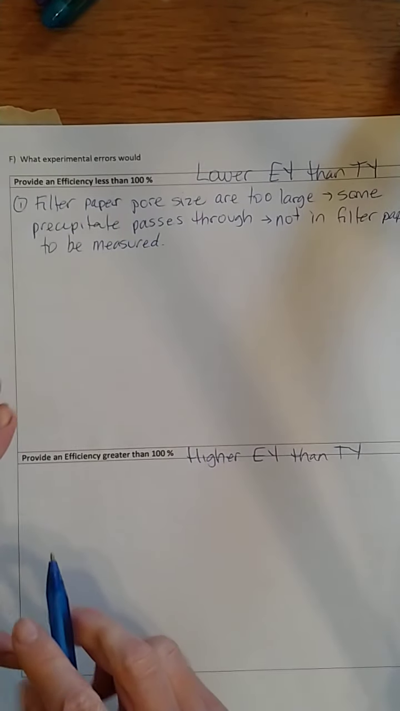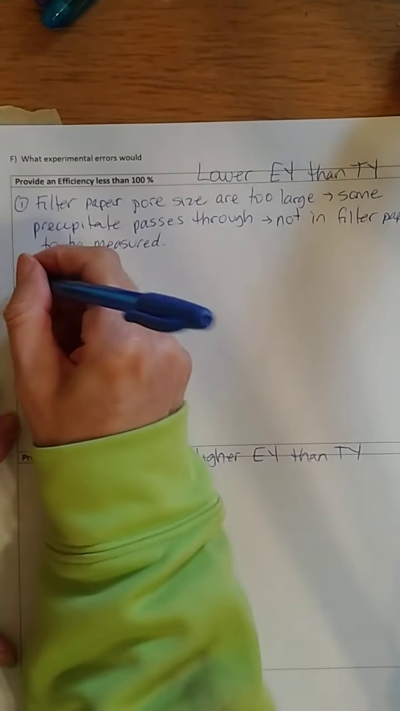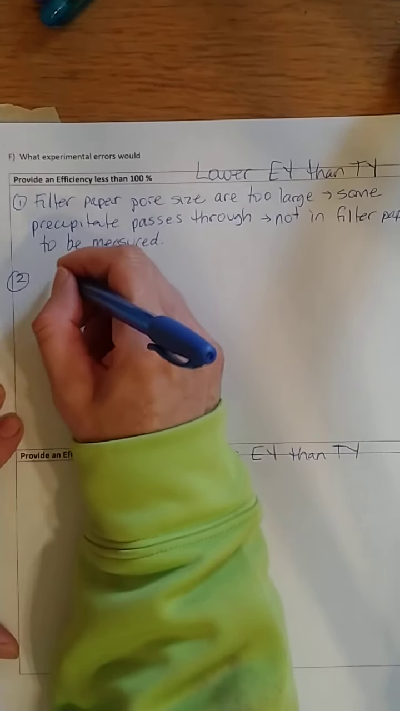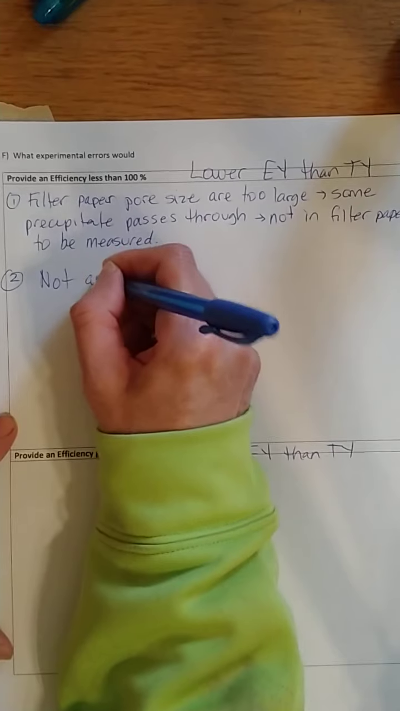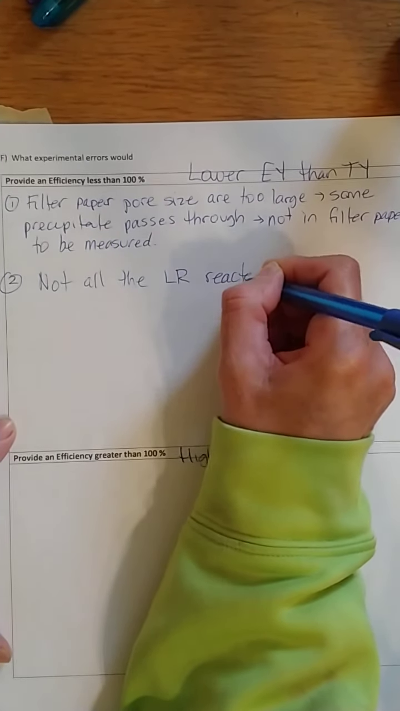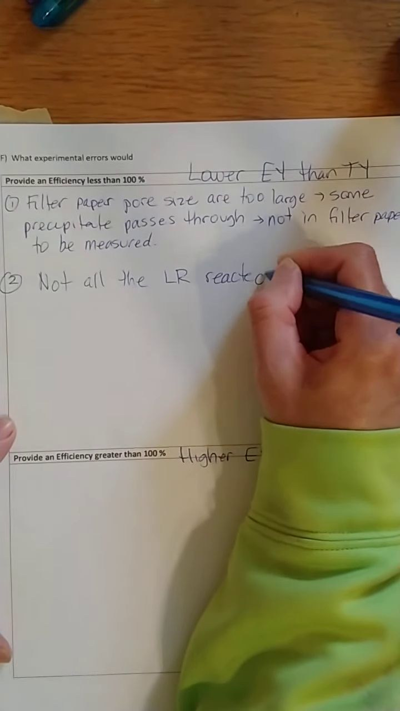This one we're going to do here is when you have a higher EY than a TY. Okay, so one is that some of your precipitate is going to pass through. Okay, another one is that not all the LR reacted. Okay, so therefore your maximum amount of precipitate wasn't made.